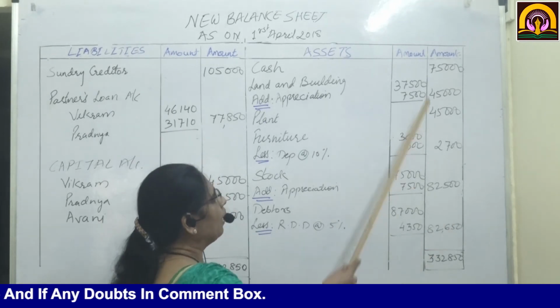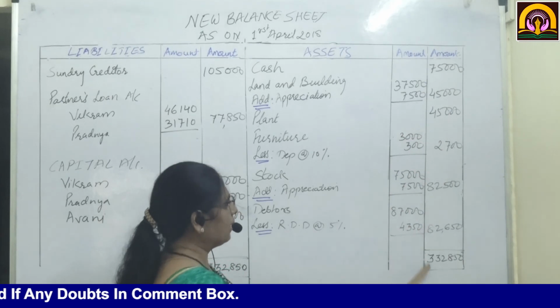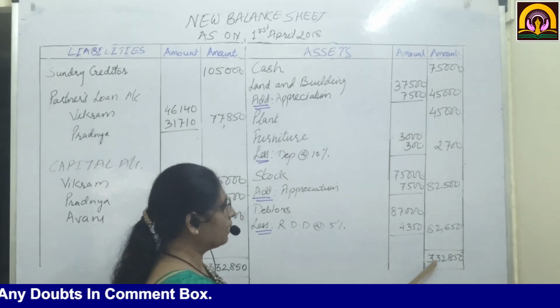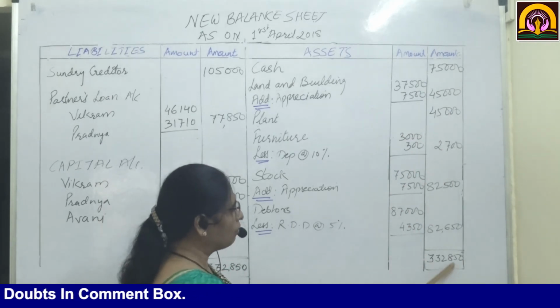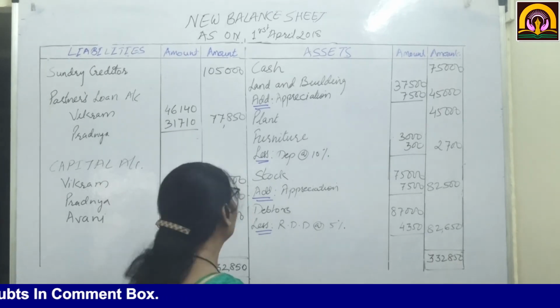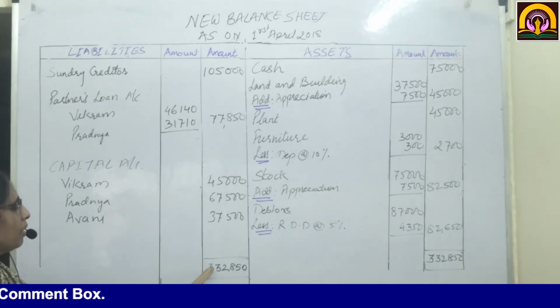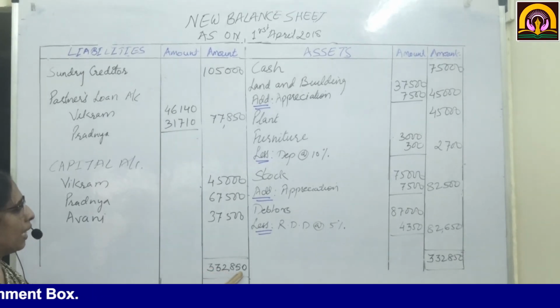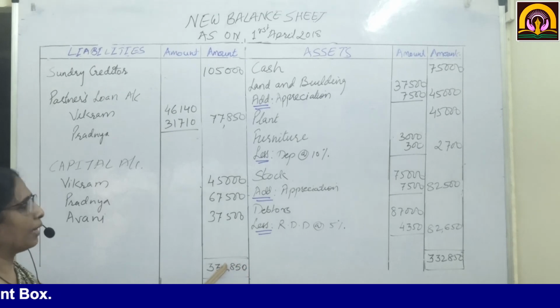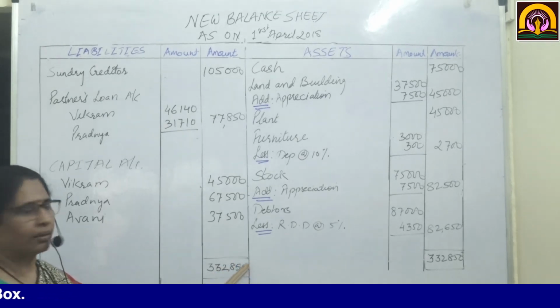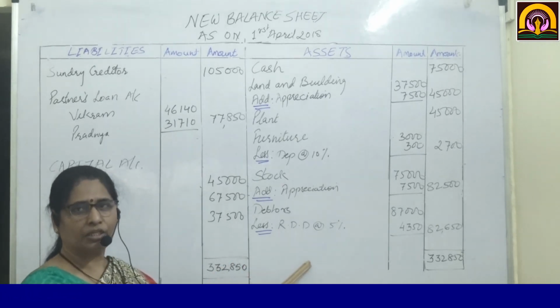So the total comes to, in the outer column, 82,650. If you total up the asset side, the total of the asset side is 3,32,850. If you total up the liability side, this total also is 3,32,850. That means your sum is correct. You have done all the adjustments properly.